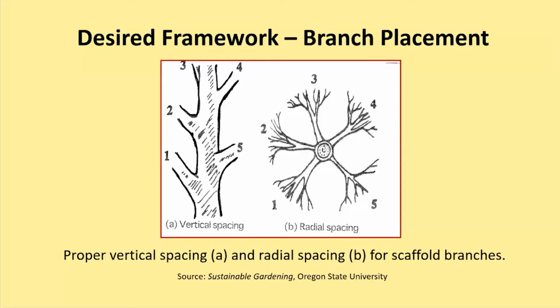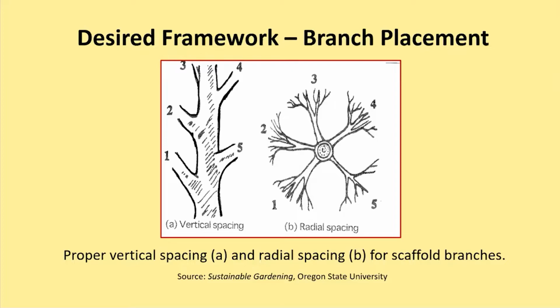So the desired framework for a young tree: pruning is essential to give it a good branch placement and orientation. So what do I mean? When you look at a trunk of a tree, the branches should have vertical distance between them. And depending on the mature size of the tree, they could be anywhere from 6 inches to perhaps 24 inches apart, as measured by the point of attachment to the main trunk.